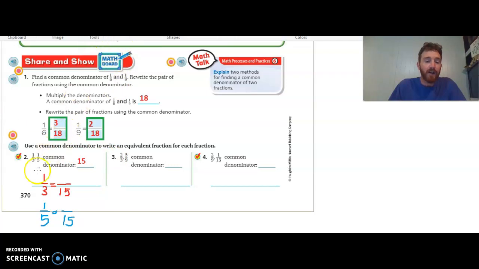If we have 15ths, if we're going from thirds to 15ths, if I go from 3 to 15, think, what do I multiply that by? 3 times what makes 15? That answer would be 5. So 3 times 5 makes 15.